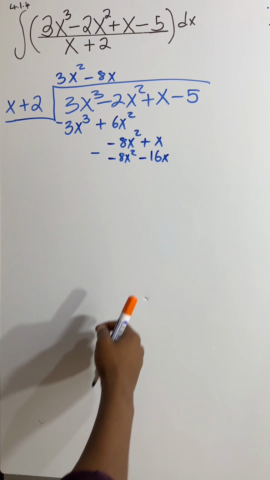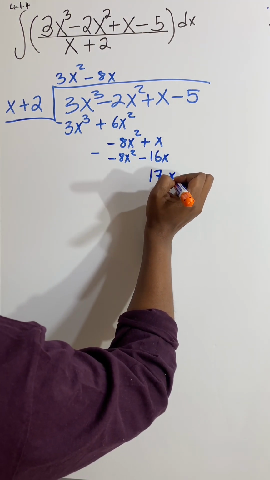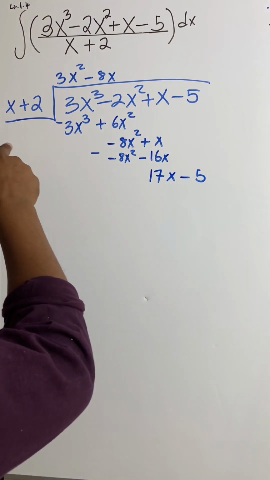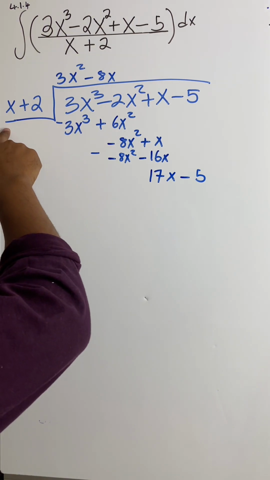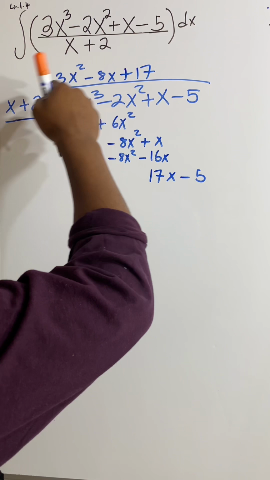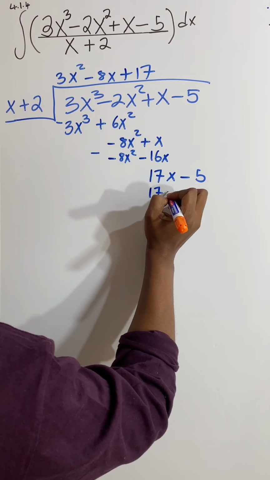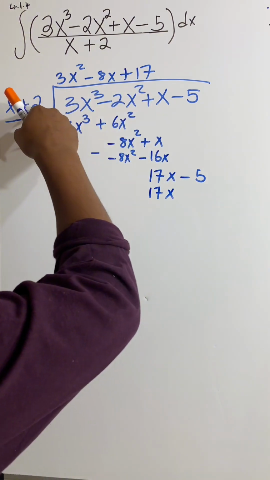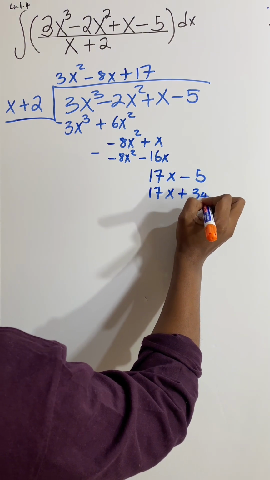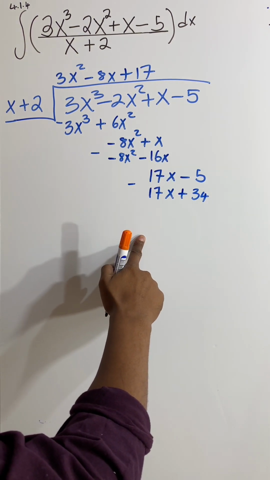x minus negative 16x is equal to 17x. We take down the negative 5. 17x divided by x is equal to 17. 17 multiplied by x is equal to 17x. 17 multiplied by 2 is equal to 34. 17x minus 17x is equal to 0.